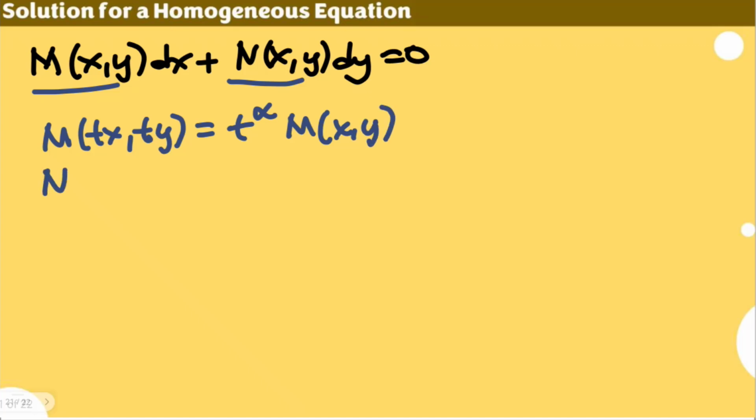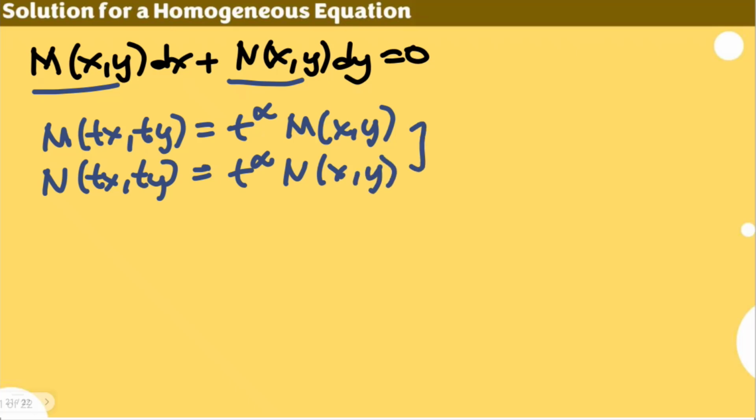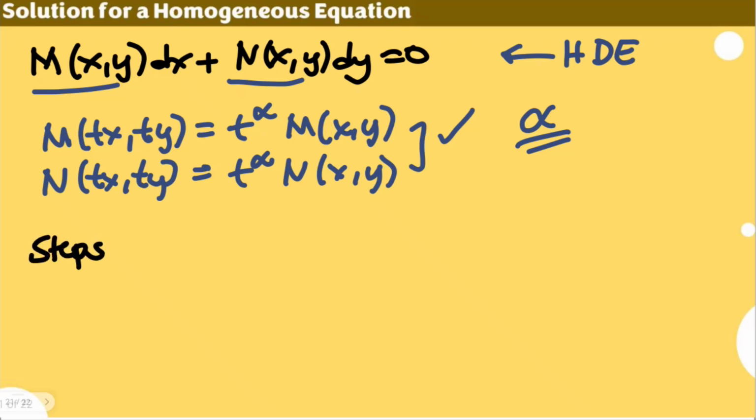Similarly, for your N(tx, ty), whatever will be the form of x and y in that, t^alpha N(x,y). Both of them are homogeneous functions and they share the same alpha, same degree. Then we can say that again, this is a homogeneous differential equation. If this is guaranteed, then let's talk about the steps of solving the homogeneous equation.